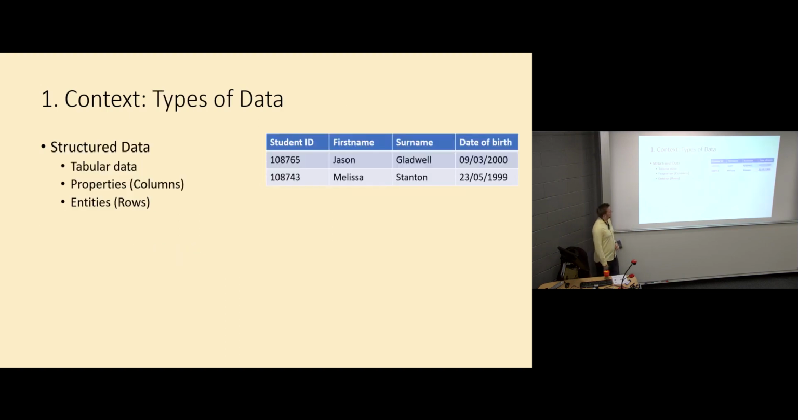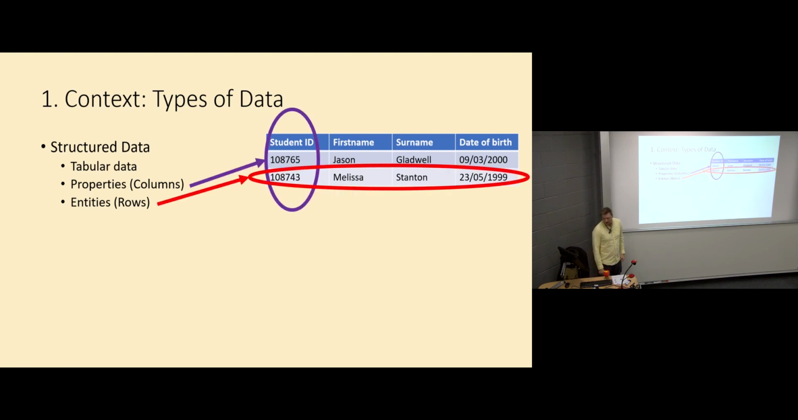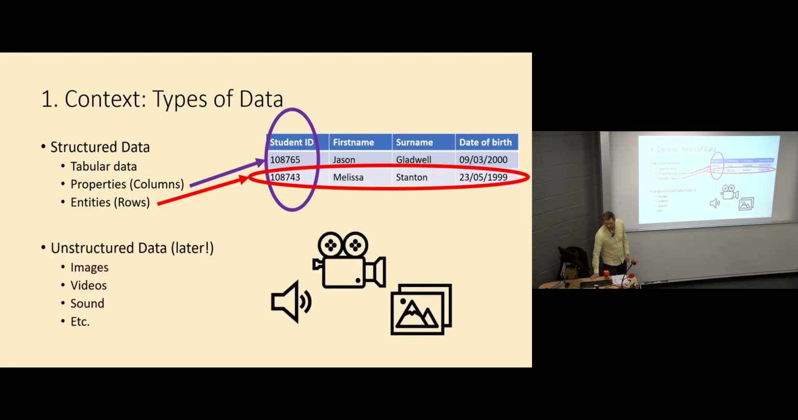I mentioned structured data. So this is probably what you're most used to. You know, tables of information, tables of data. This is what we're going to be using most when we talk about SQL, is structured data. So it's tabular, it contains properties, which are columns, and entities, which are rows. So hopefully you're all familiar with this from using either Excel or looking at data tables from your previous studies. We also have unstructured data, which we're going to cover later in the course, which are things like images, videos, sounds, etc. So those things that don't fit into a tabular structure, we're going to talk about later in the course, I think around week 10.